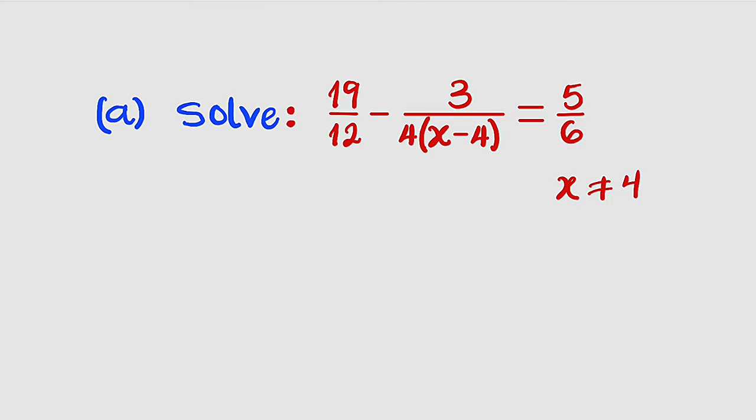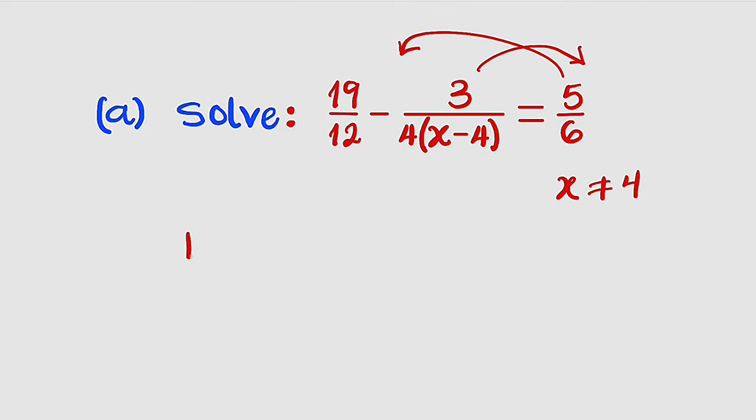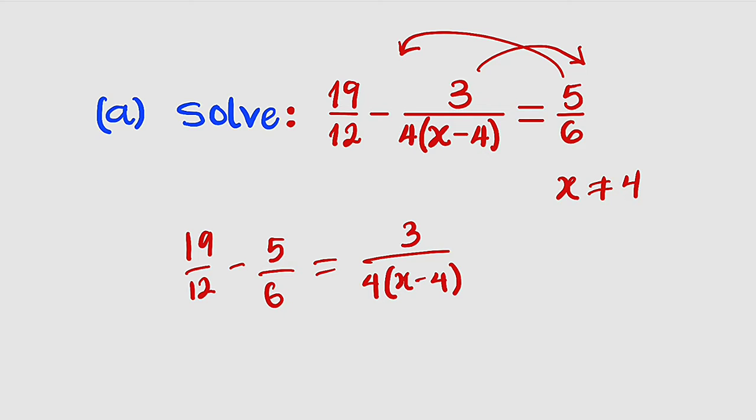All right. I would like to take this term to the other side and bring this one backward. So we have 19 divided by 12 on the left. As this crosses over, it becomes negative 5 divided by 6. As this crosses over, it becomes positive 3 divided by 4 multiplied by (x minus 4).